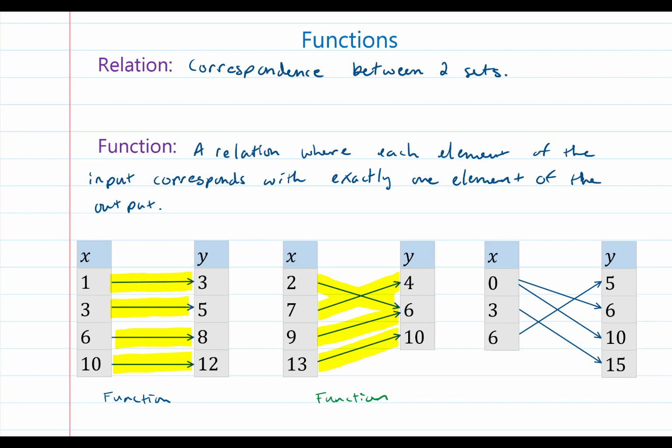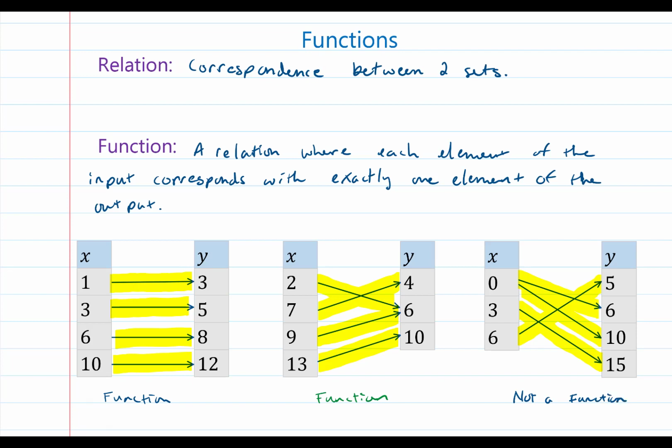Now let's look at our third example, where we have 6 corresponding with 5. We have 3 corresponding with 15. So far, so good. They're both corresponding to one value. And so now we have 0 corresponding to not just 6, but also 10. And so because 0 is corresponding with 6 and also 10, this actually goes against the definition of a function, meaning that this mapping diagram, it does represent a relation, but it's not a function.